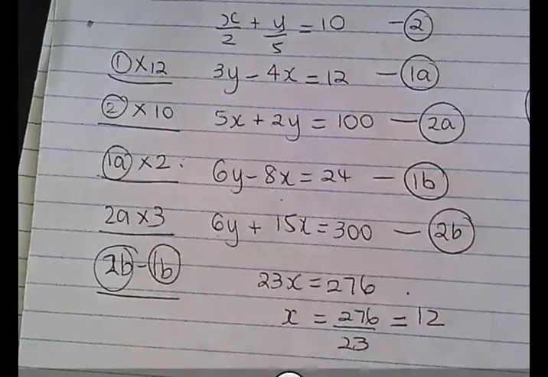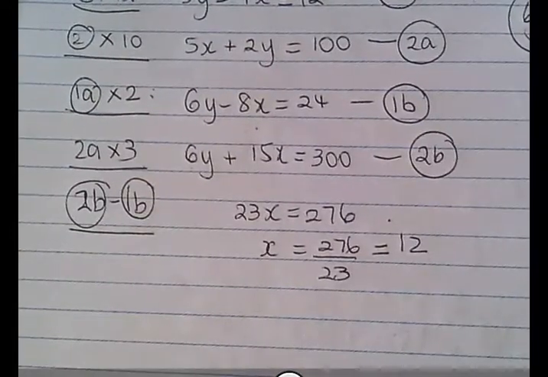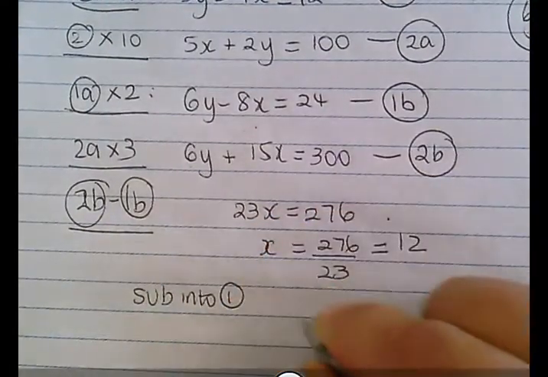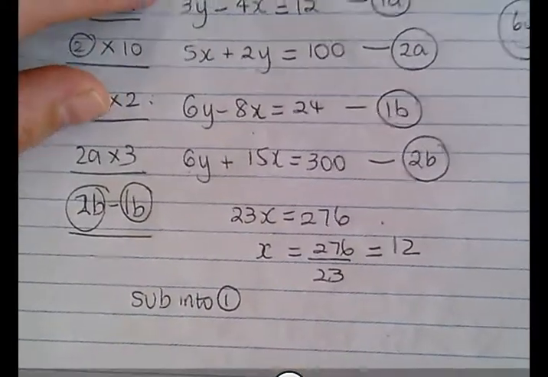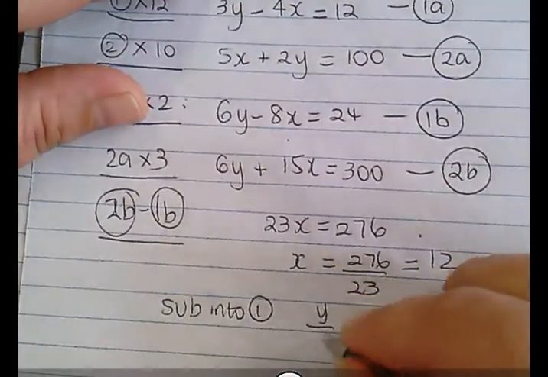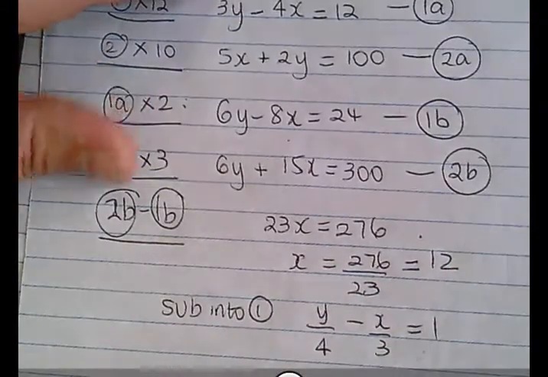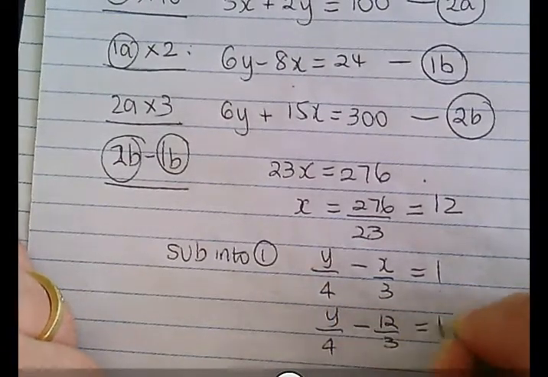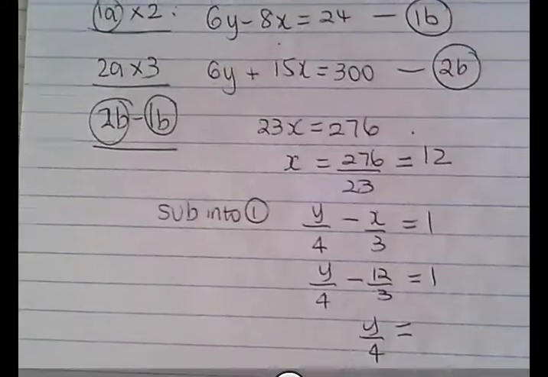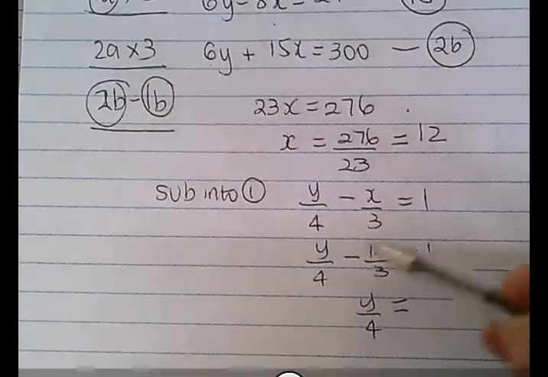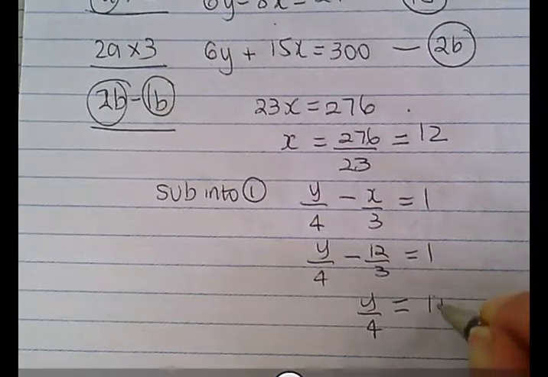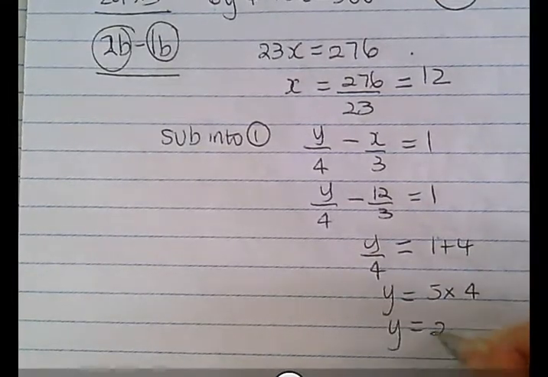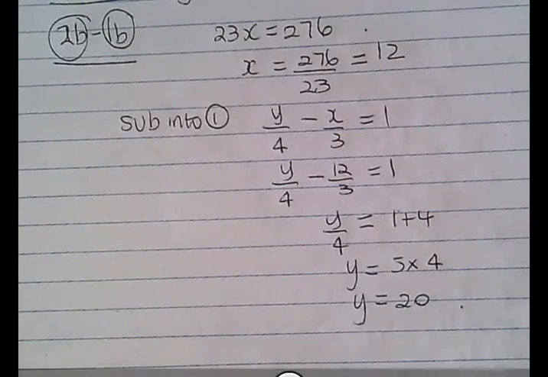Right. And then just sub back into equation 1, which looks good. Sub that into equation 1. Actually, 1 or 2, it doesn't matter. I'm going into 1. So 1 is y on 4 minus x on 3 is 1. Putting it in: y over 4 minus 12 over 3 is 1. Y over 4 is, isn't that 4? Minus 4, 1 plus 4 is 5. So you get 20. X is 12, y is 20.